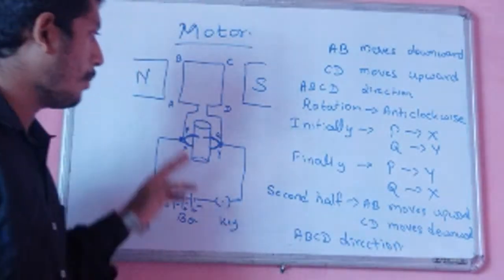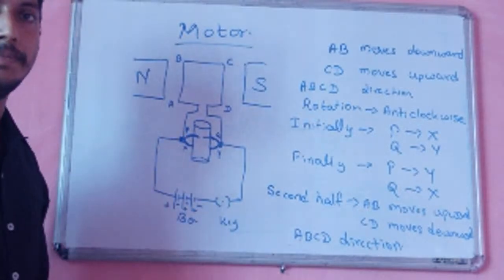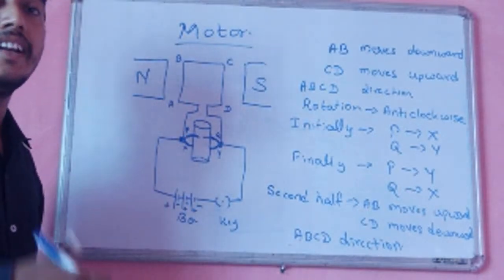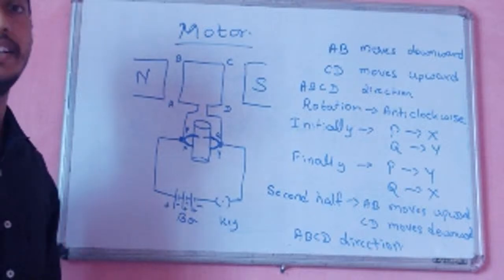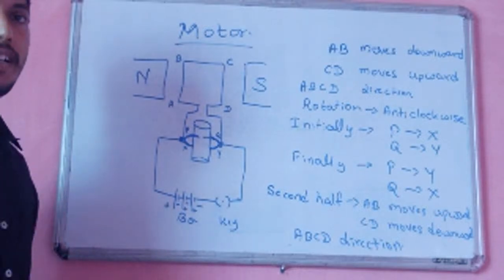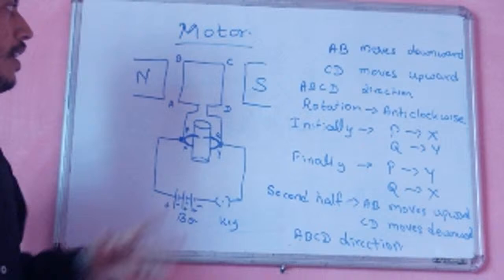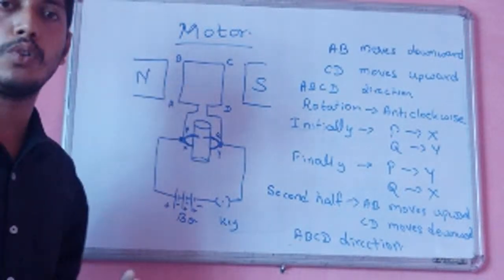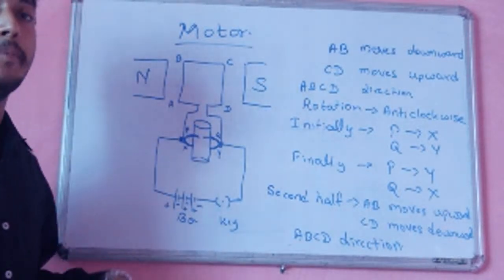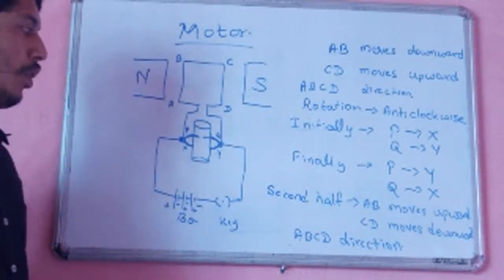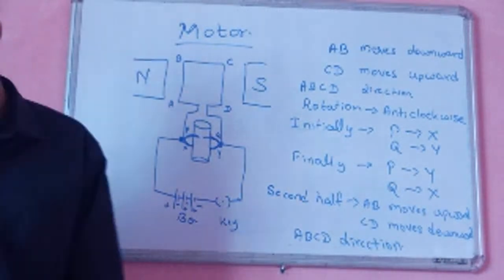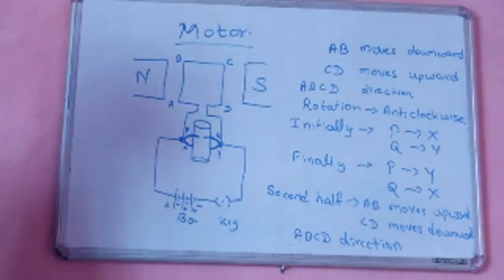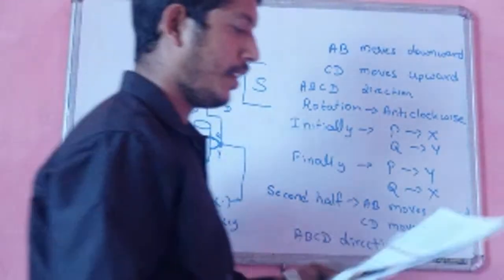So now the main working of this commutator or split rings is that it interchanges the direction of the current. So in the first half the armature moves in anti-clockwise direction and in the second half the armature moves in clockwise direction. And in the last they gave one important thing.